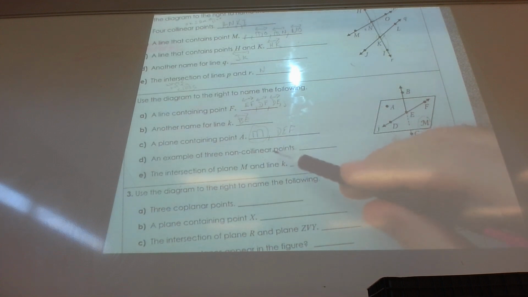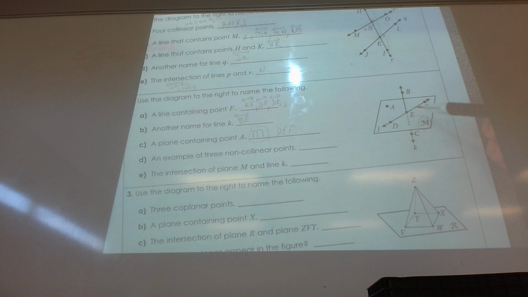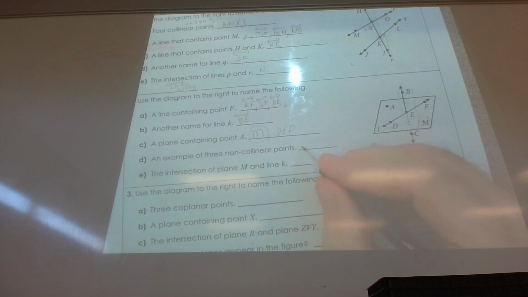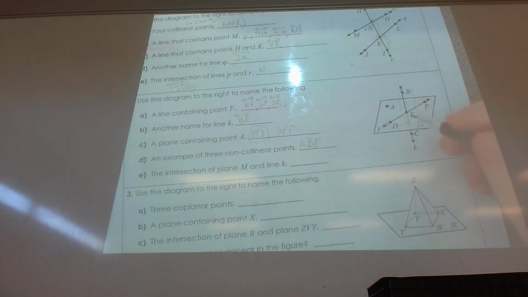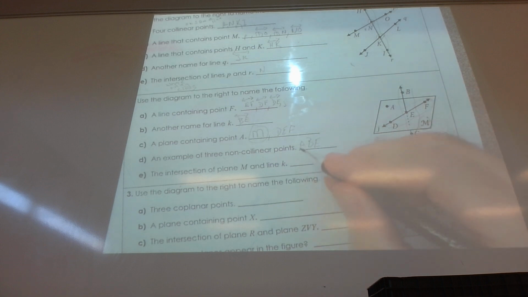Now, an example of 3 non-collinear points. Well, BEC is collinear. DEF is collinear. So as long as you don't pick those 3 or those 3, you're good. Basically, if it has A in it, you're good. So A and any other 2 points. So A, B, E. If you pick 1 point from this line and 1 point from this line, you're good. So DEB or BED, whatever. Yes, that's an A. Looks like a triangle to me.